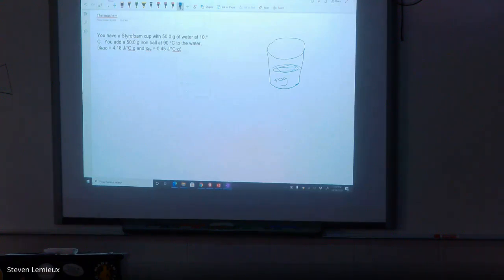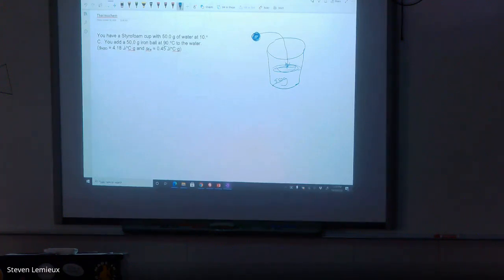I'm going to add an iron ball. This is my iron ball. My iron ball weighs 50 grams as well, but it's much smaller because it's much more dense. We're going to add it to that, and the ball has a much higher temperature, 90 degrees Celsius. We want to know what the final temperature of the water is after we mix them together.